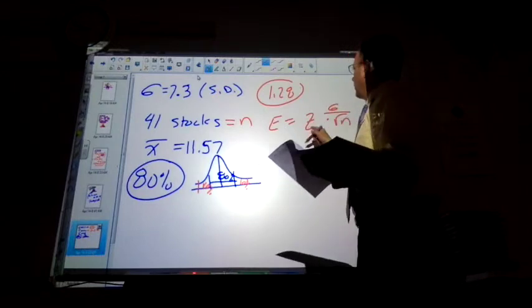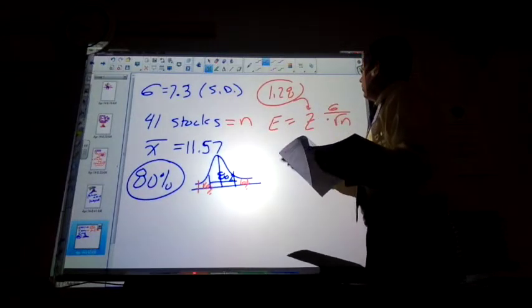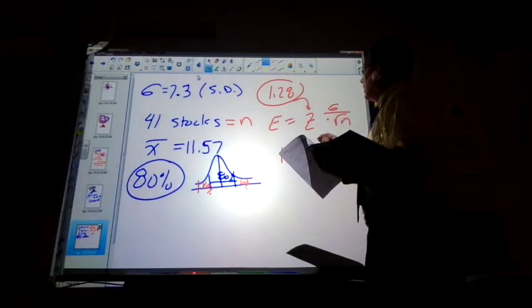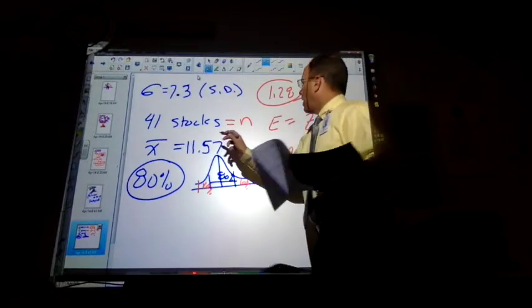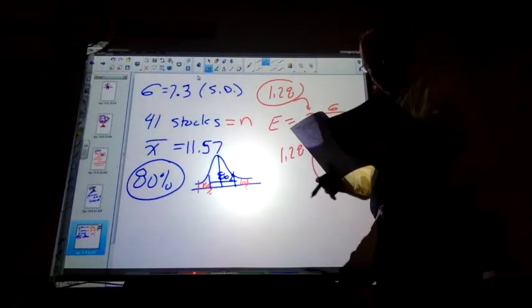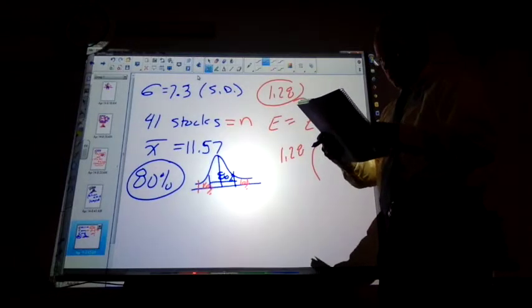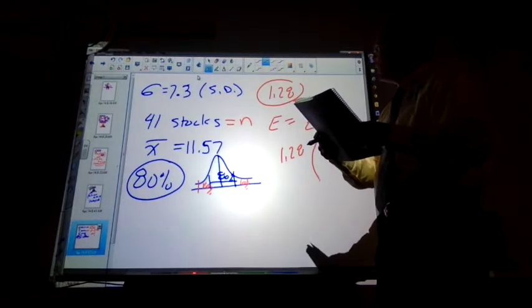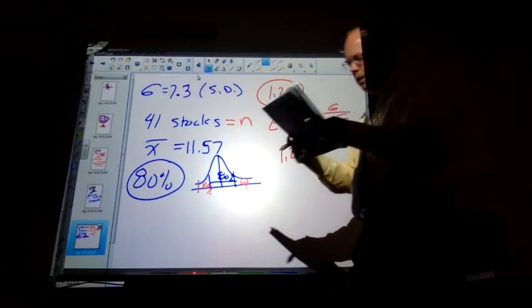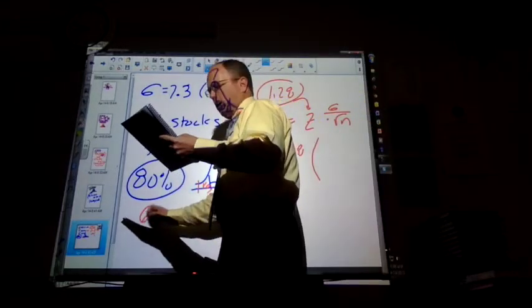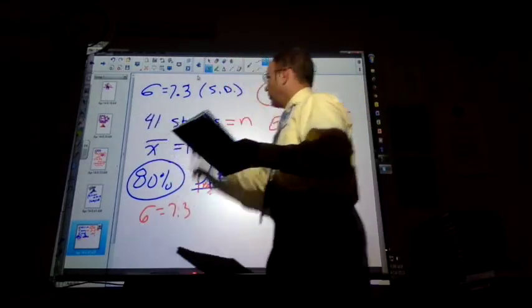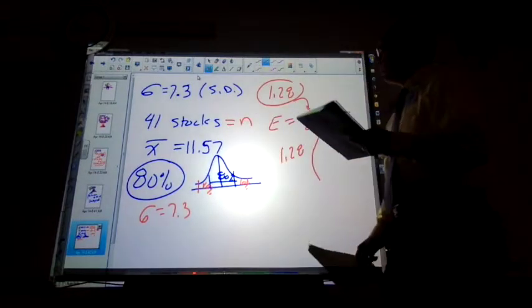Okay, so for Z, I'm going to plug 1.28 in. They tell us we have what? Did they tell us? Oh, I forgot to put that up there. They told us the standard deviation is 7.3 from our data. Oh, it's up on top, duh.